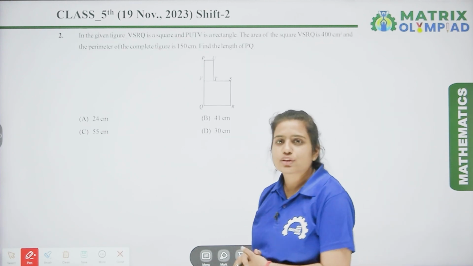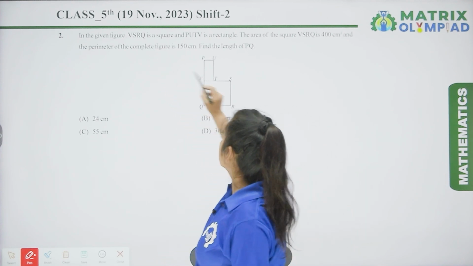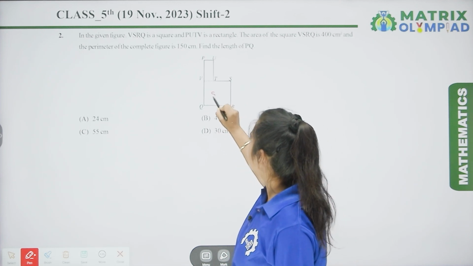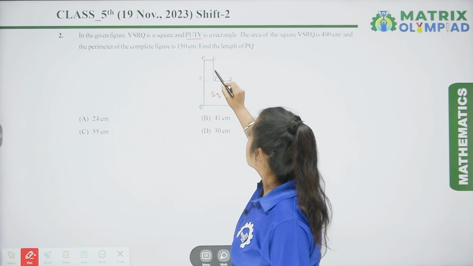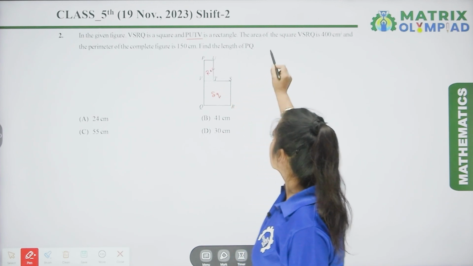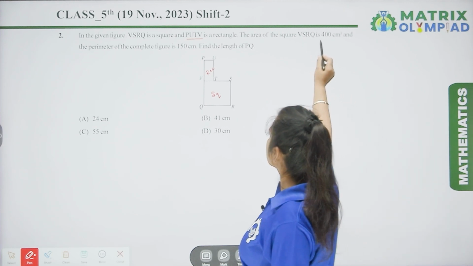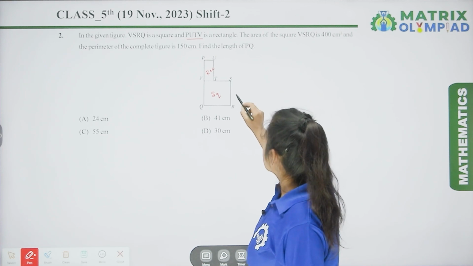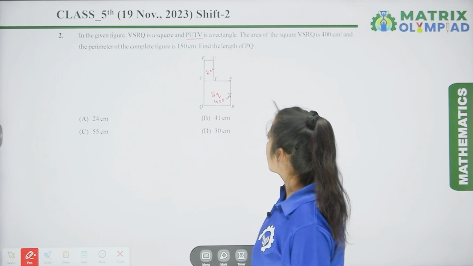Now let's start the next question, question number 2. In the given figure, VSRQ is a square. So this is a square. And PUTV is a rectangle. The area of the square VSRQ is 400 centimeter square. So area of this square is 400 centimeter square.